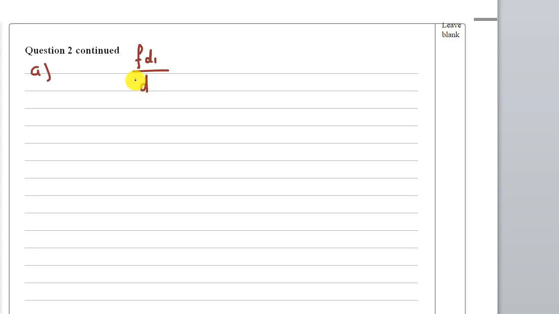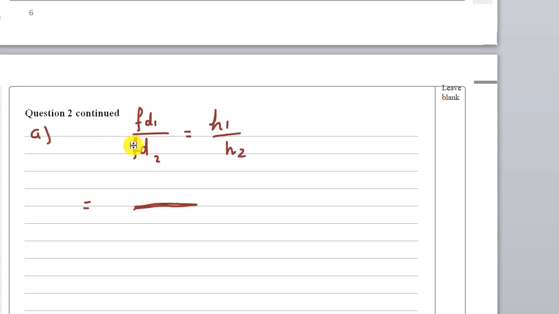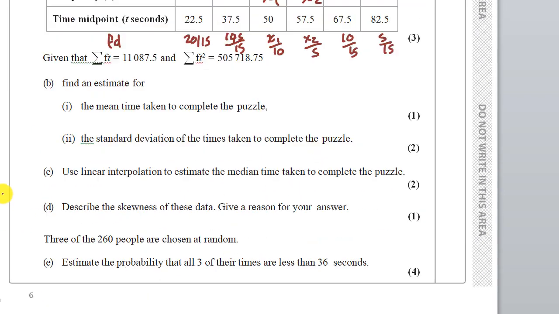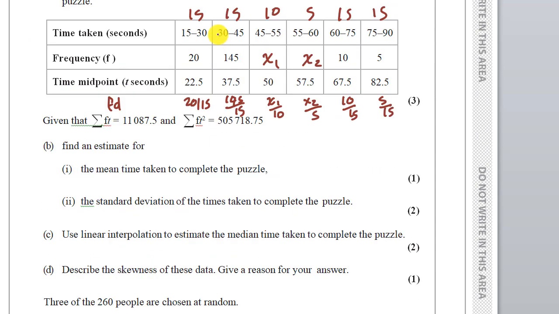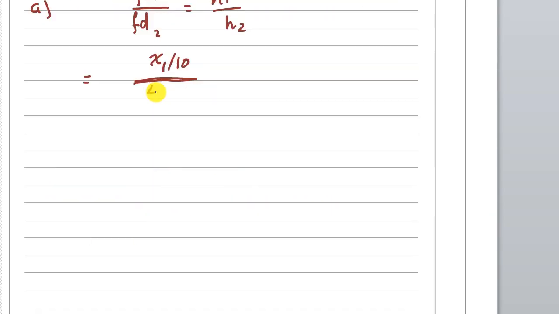FD1 divided by FD2 is equal to H1 divided by H2. So FD1, which is the missing one, x1 divided by 10, and FD2, we take the first one here, which is 20 divided by 15, which is 4 divided by 3.